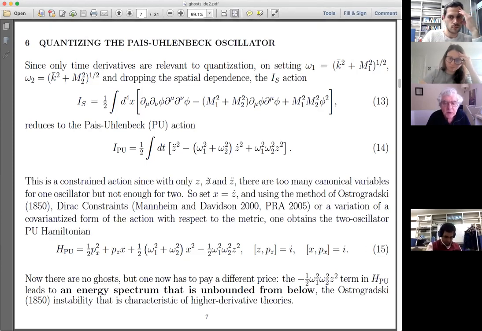So what you have to do is you set z dot equal to x, and you can use the method of Ostrogradsky, or you can use the method of Dirac constraints, and you will finish up with this Hamiltonian. This Hamiltonian is the Hamiltonian of this action, and z and pz are the things we started with. They're a canonical pair. X and its conjugate is also a second canonical pair. Now you look at this Hamiltonian and you see immediately, here's the minus z squared, and that's the Ostrogradsky instability. So that's something we're going to have to take care of.